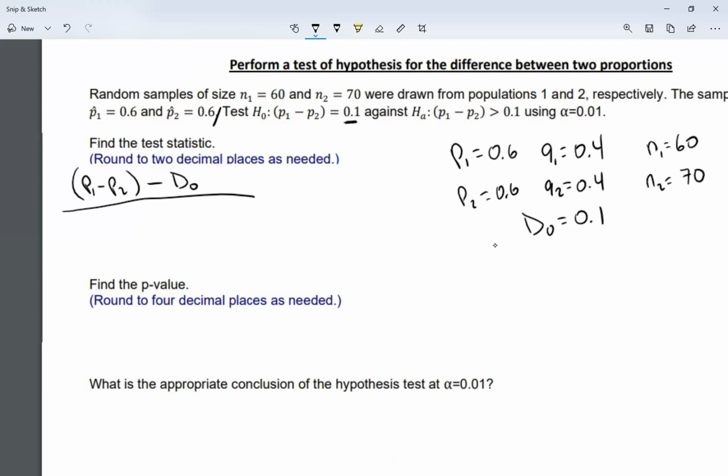It's going to be a square root. Inside the square root, I'm going to have two fractions, and I'm going to be adding the two fractions. My first fraction is going to be p1 times q1 divided by n1. My second fraction is going to be p2 times q2 divided by n2. I'm going to type this in on my calculator, and I should be able to figure it out.